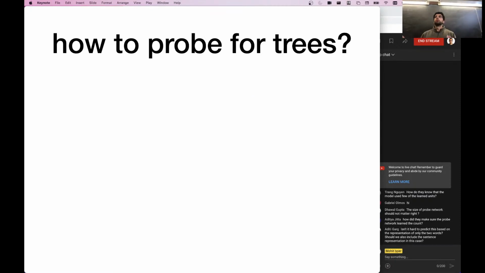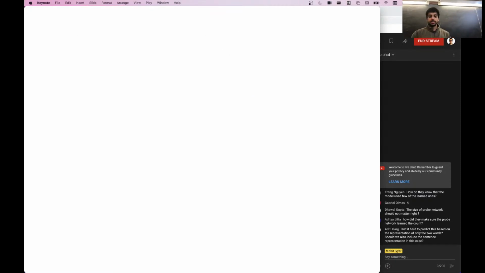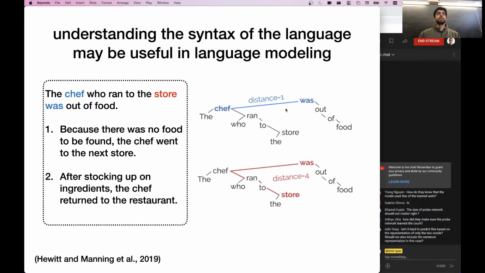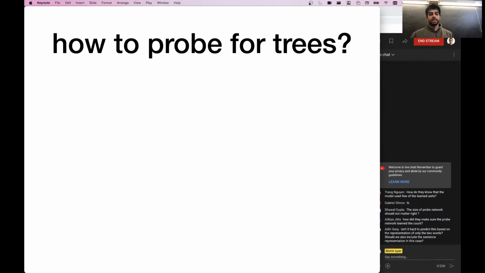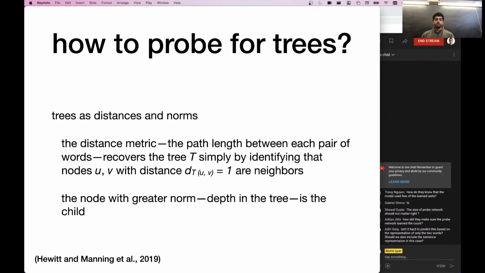So how do you probe for trees, right? That seems pretty complex. Like here we have this tree, but we have a BERT model, which is just predicting vectors of words. What does it mean? How can we get a tree out of this token level representation sequence that we have? So in this paper, Hewitt and Manning 2019, it's quite simple.